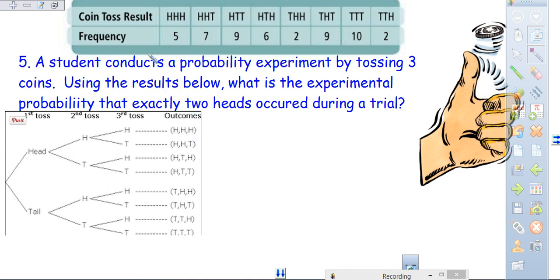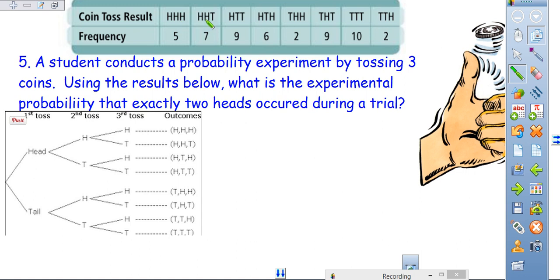So they actually did an experiment. 5 times someone got heads, heads, heads. 7 times someone got heads, heads, tails, and so on. So using the results, what is the experimental probability that we get exactly 2 heads during the trial?